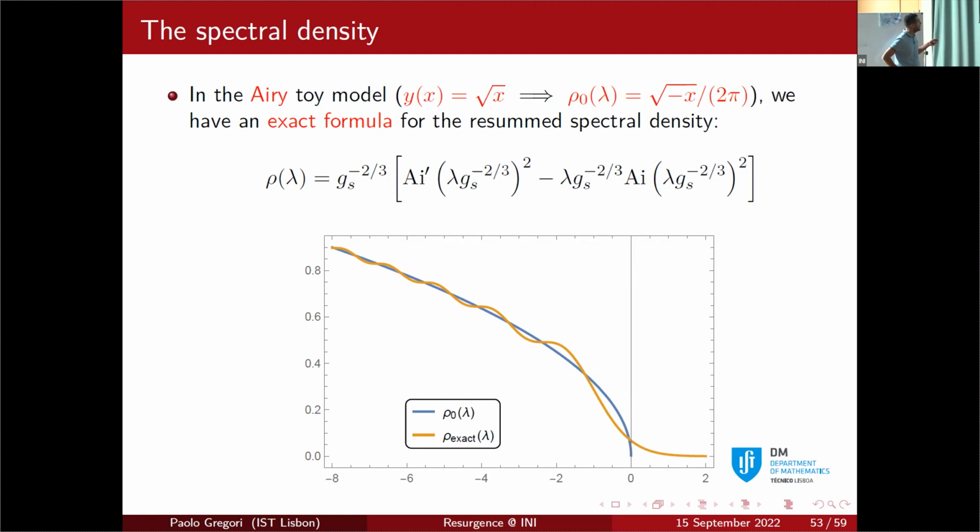And in particular, the non-perturbative spectral density can be computed in terms of the Airy function. And as you can see here, I plotted the perturbative in blue and the exact in orange. And you see immediately that in the perturbative case, we had our eigenvalues distributing themselves only on the cut, going from 0 to -infinity.